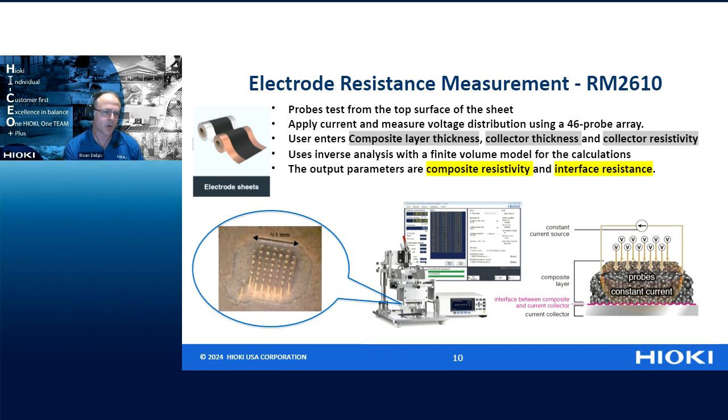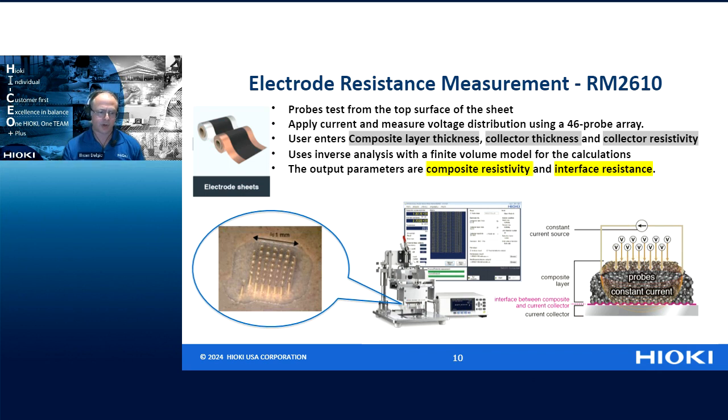The system requires certain input parameters that the engineer needs to know. Those are the composite layer thickness, the collector thickness, and collector resistivity. And typically collector resistivity is going to be a textbook value for copper or aluminum.